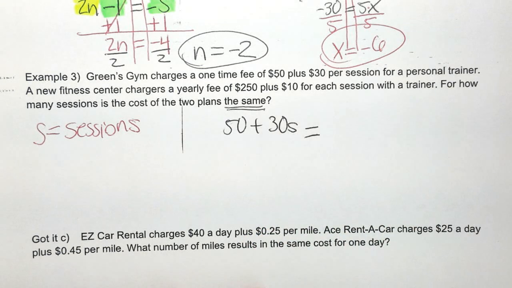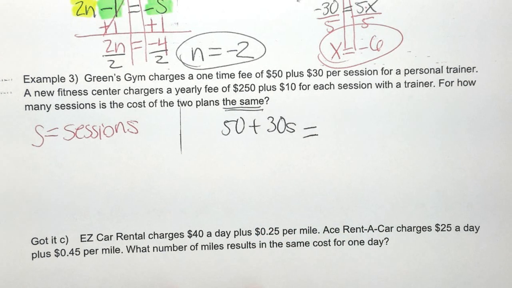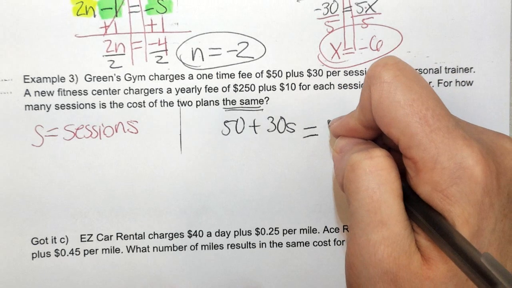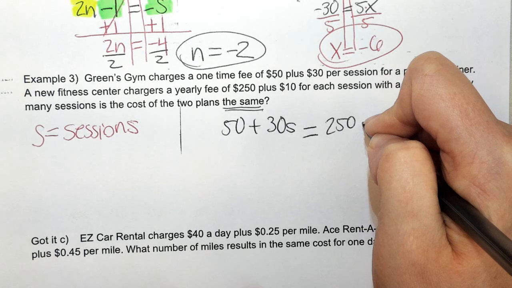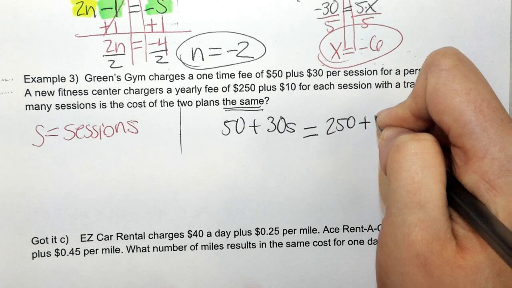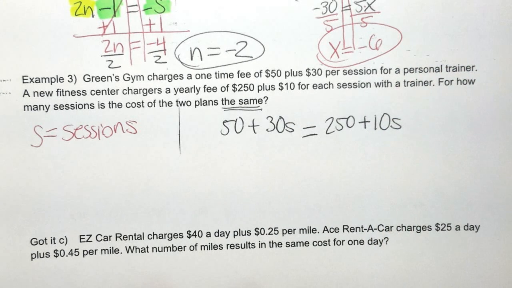The other side is going to be the other fitness center, and that's $250 plus $10 per session. Jackson, how do I write that? 250 plus 10S. Very good. Now we highlight.